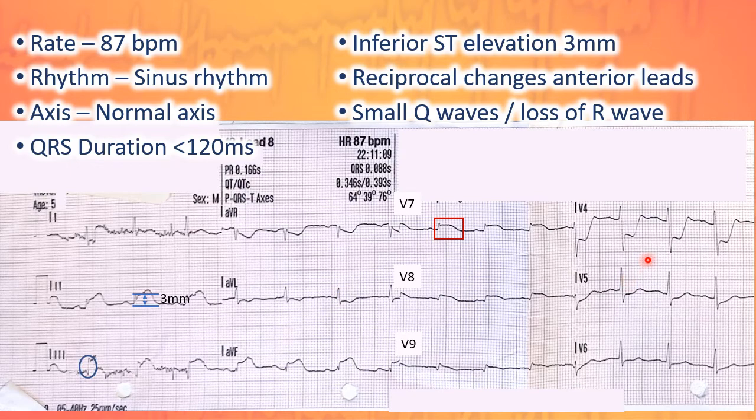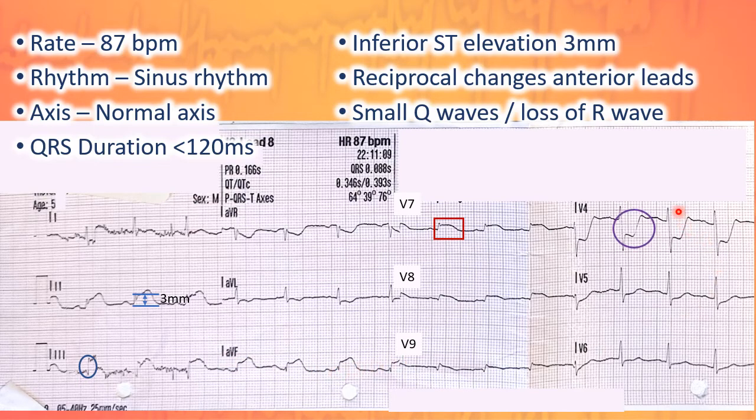We can also see that there is some loss of R wave, although we don't know how much R wave was there to start off with, but small Q waves are forming, showing signs that damage is happening, although this could be stunning rather than infarcted tissue, so this could recover with urgent treatment.